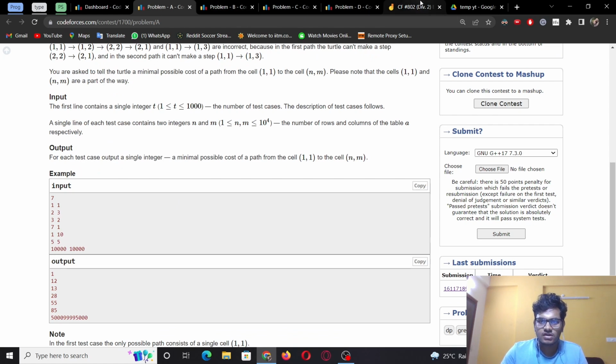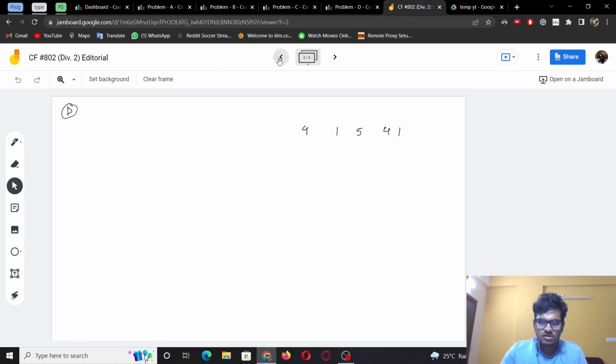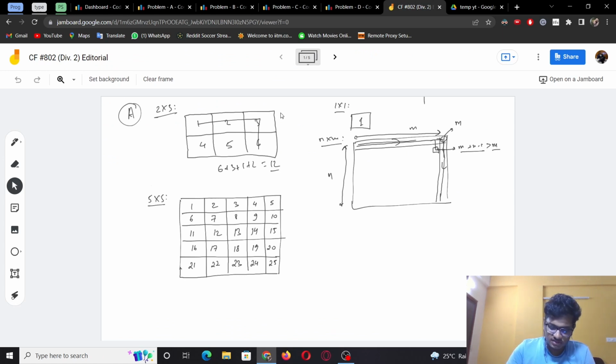After trying out some of the test cases, like say 2 cross 3, I urge you to try them by yourself if you couldn't solve them in the contest. What you'll see, if you enumerate all the paths for 2 cross 3, is that the most optimal path will be the one marked in the figure, which goes through the first row and the last column.